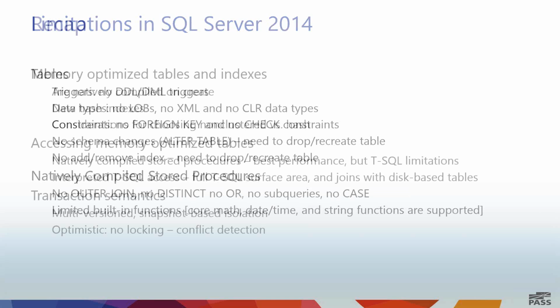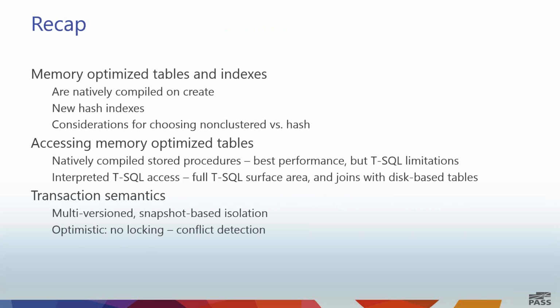So to briefly recap, we have these new memory optimized tables and indexes. They're natively compiled on create. So we have this DLL, which is used for the actual data access, for cracking the rows, retrieving column values, doing the matching, etc. We have this new type of index, the hash index. And you can also use a non-clustered index, which works a lot more like the non-clustered index you're used to for disk-based tables. There are some considerations for choosing one versus the other, where we usually recommend non-clustered as the safe baseline when you migrate your application, and you then later want to optimize your application by migrating some of those to hash.